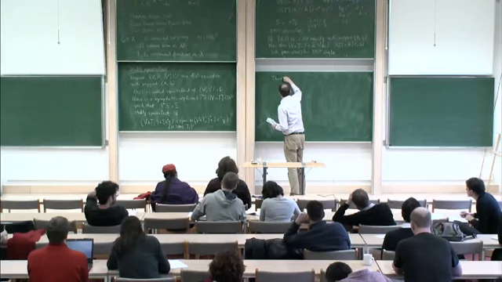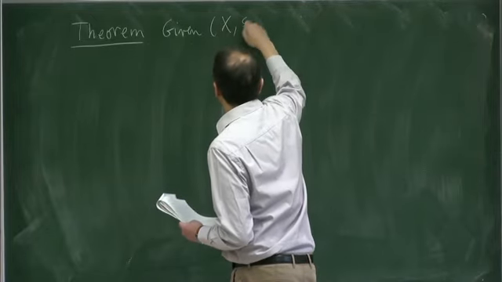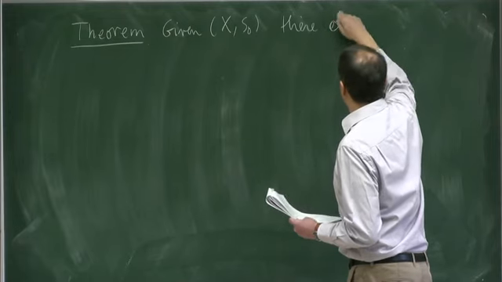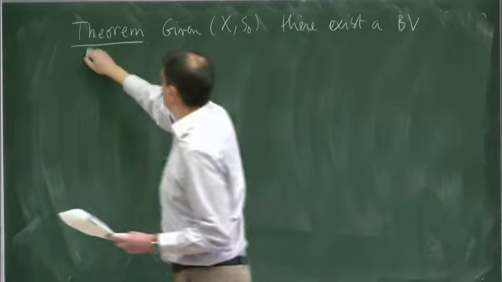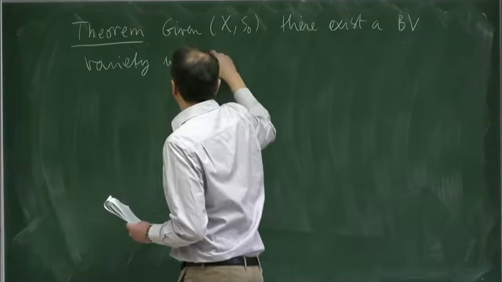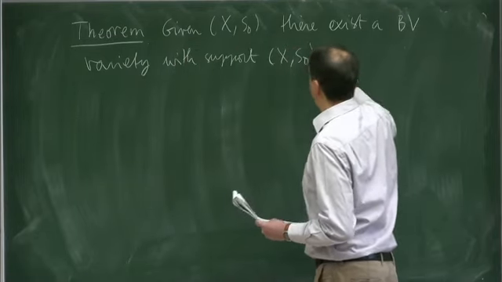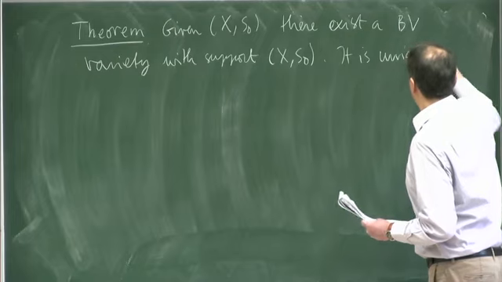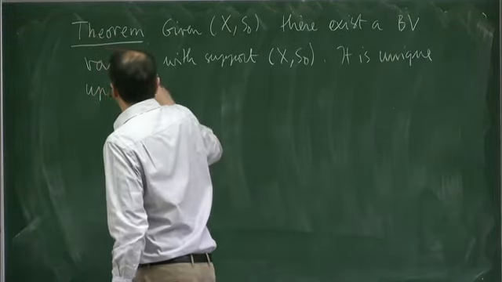Theorem. So given S0 as above, there exists a BV variety with support S0, and it is unique up to stable equivalence.